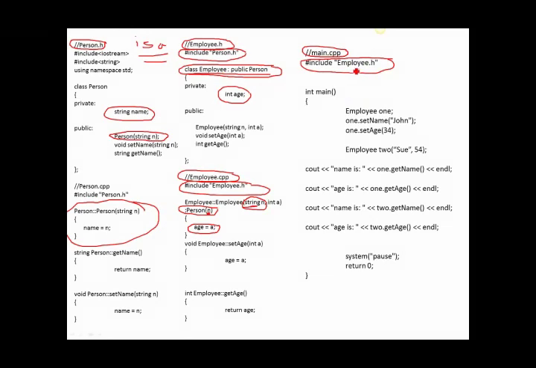Well, here's our main.cpp. So here all we have to do is include employee.h. We no longer have to include person.h because employee.h includes person, right? Therefore, we just need to include employee, and indirectly we have access to the person class. So all I have to do in int main is just create my object of the employee class. So I have an object called 1 of the employee class.